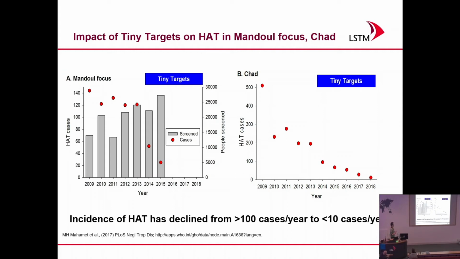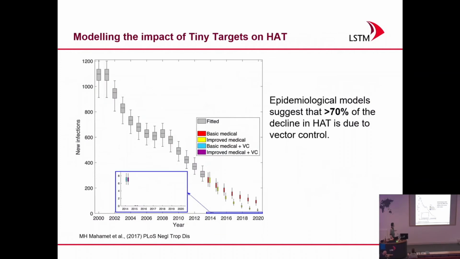And then also in the Trypanogen project, we have added a second focus here in Chad, in the Maro area, which again is also in southern Chad. And then here on the right, we just show the case data for the country as a whole. So you can see the number of cases has dramatically declined, gone from having more than 100 cases a year to less than 10 cases a year. And epidemiological models suggest that more than 70% of this decline is in fact due to vector control, and we wouldn't have seen it if we had just continued with screening and treatment of populations.